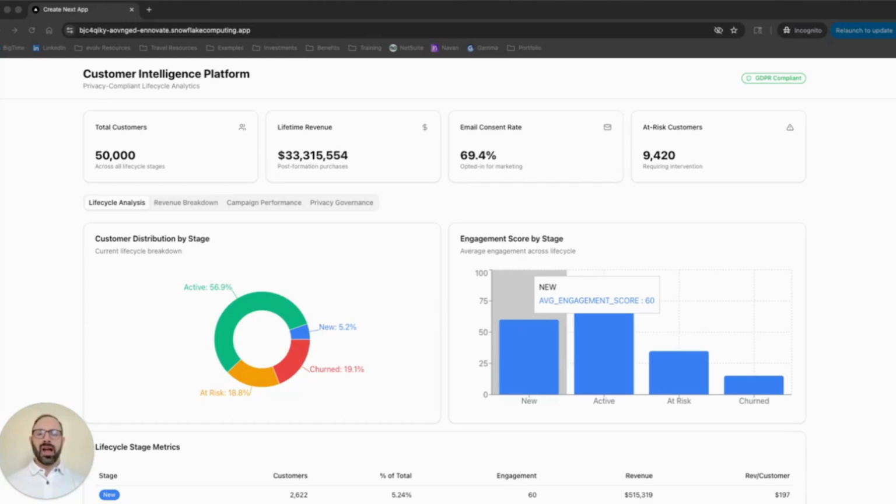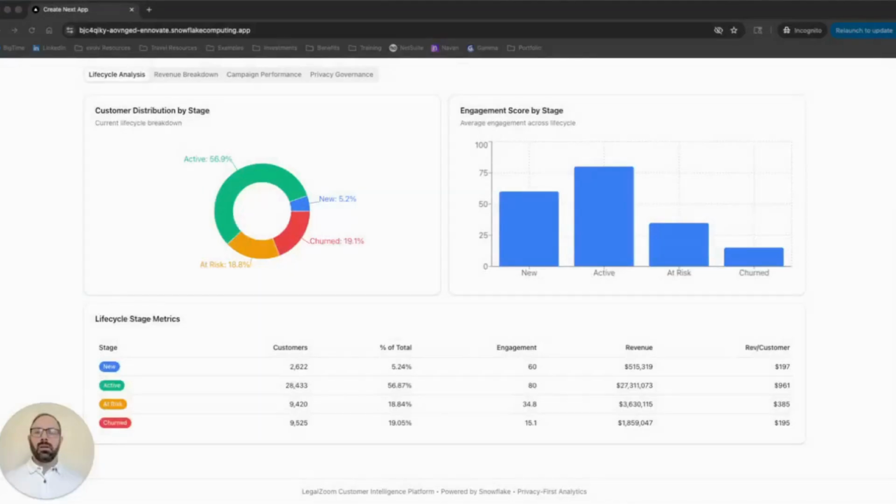We also can track email consent rate, which tells us the portion of the customer base we can actually engage through marketing. And finally, at-risk customers. This flags customers that may need proactive outreach before they churn. For executives, these 4 numbers quickly answer an important question: are we maximizing the value of the customers that we already have? Next, we'll look at lifecycle analysis.